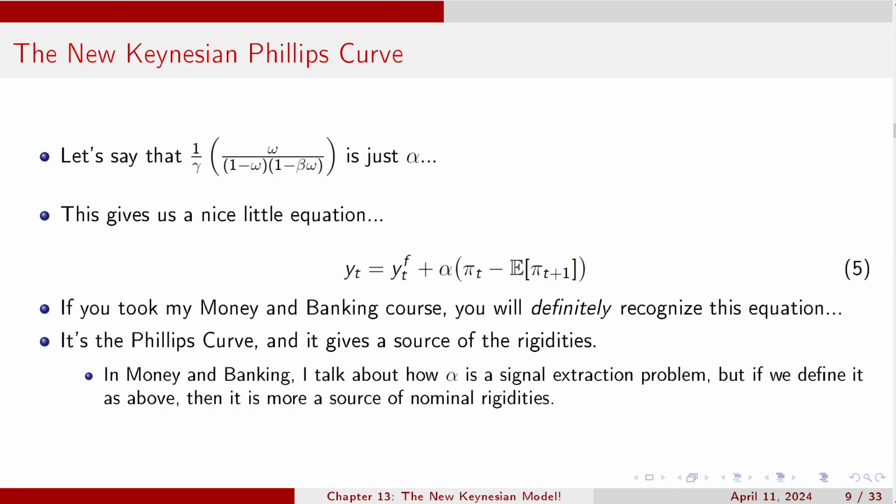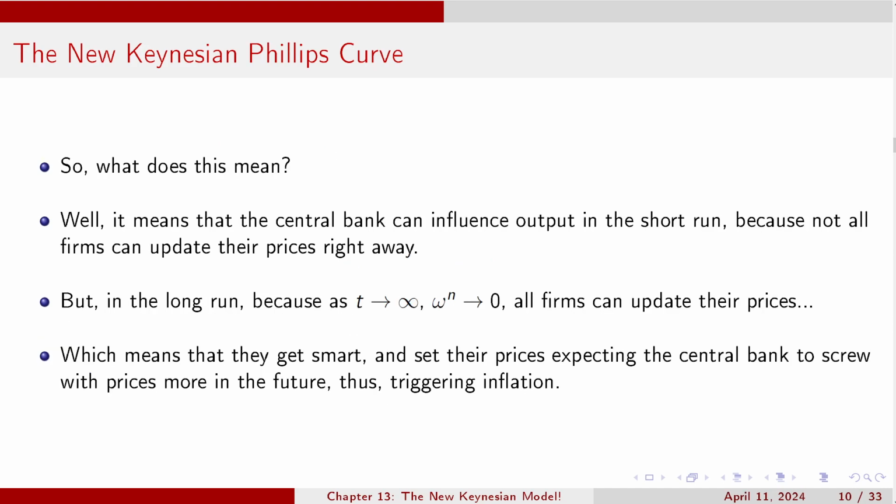Now, it being expectations augmented, that's what you will learn about or have learned about in money and banking. The source of the relationship between output and inflation in that case is from what's known as a signal extraction problem. But if we define it as above, where alpha is equal to 1 over gamma with the omega stuff and all that, that's more a source of nominal rigidities. But if you've taken money and banking, at least now you'll recognize what you're looking at. You see how all this comes together.